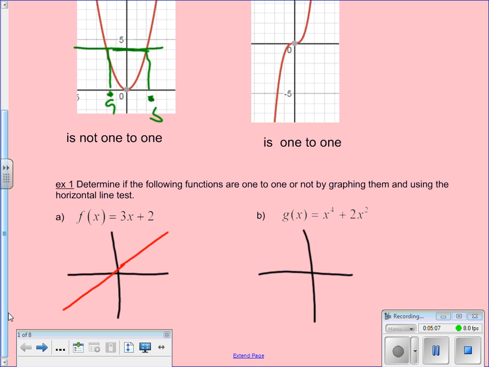Did anybody graph this to see what the quartic one looks like? Horsepower.